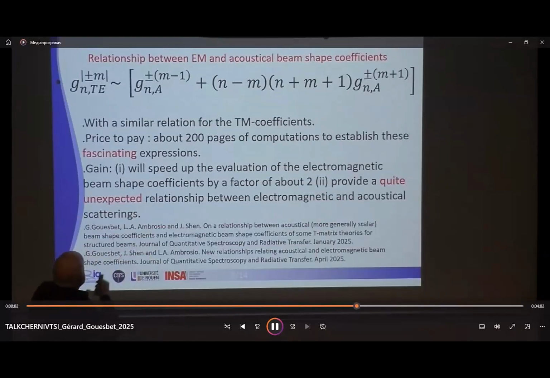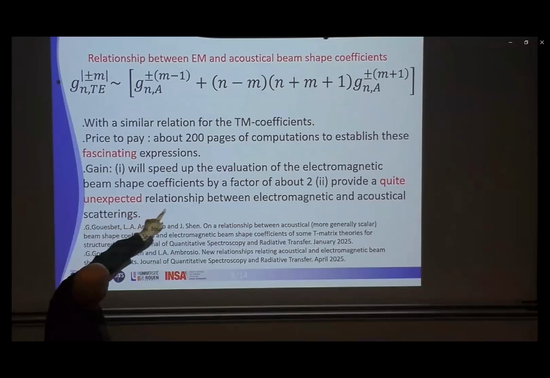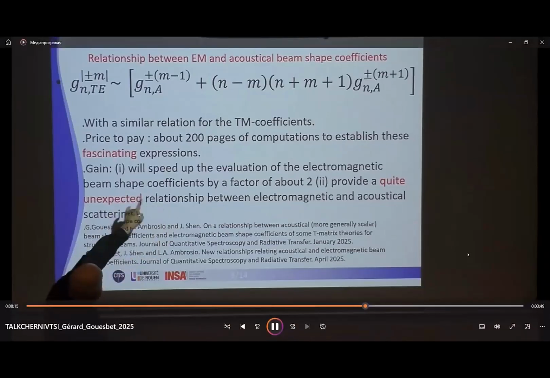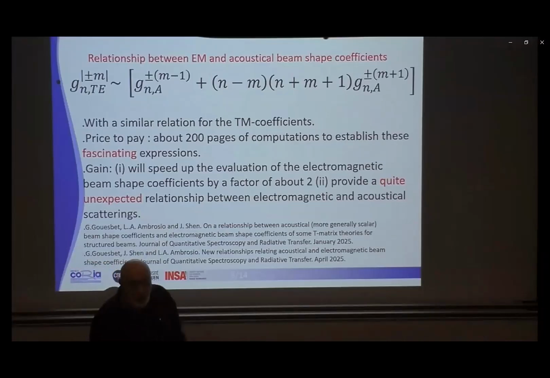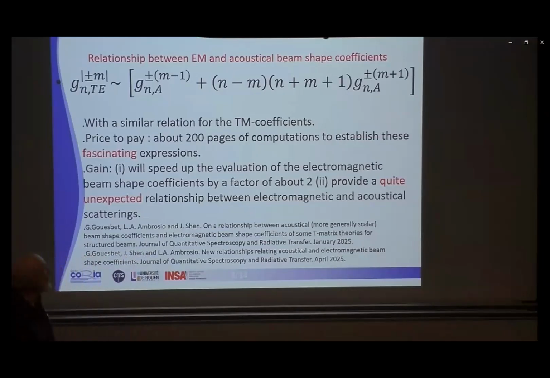Here's an example. On the left, you have the electromagnetic beam shape coefficient for the transverse electric case. And you see they are expressed in a very, very beautiful expression in terms of the acoustical beam shape. Very simple. To get this expression, you need about 200 pages of computation in Fortran, so this is heavy calculation, but the result is just very good.